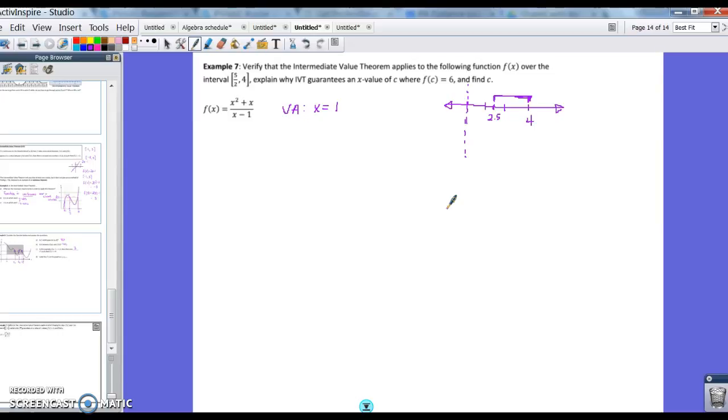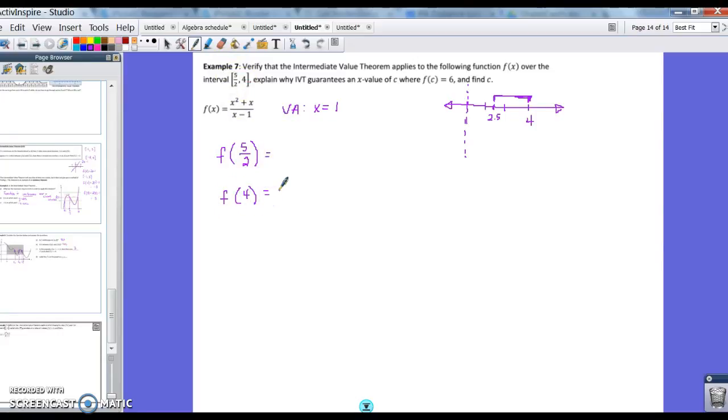apply it to the following function over the interval. Explain why it guarantees an x value of c where f of c equals 6, and find c. The first thing we did was verify that it is continuous. The next thing we're going to do is find what our function is at the endpoints of that interval. So we're going to figure out what f of 5/2 is, and then what f of 4 is.